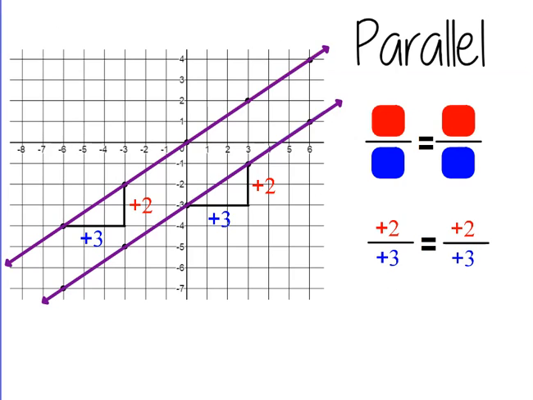Using the slope, I can determine that lines are parallel if they have the same slope. In this example, the lines each rise 2 units and run 3 units, up 2 over 3, up 2 over 3 each time. So because they both go up 2 units and move to the right 3 units, they have the same slope. They are parallel.